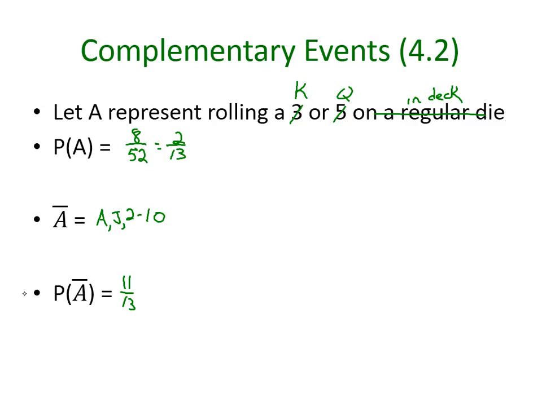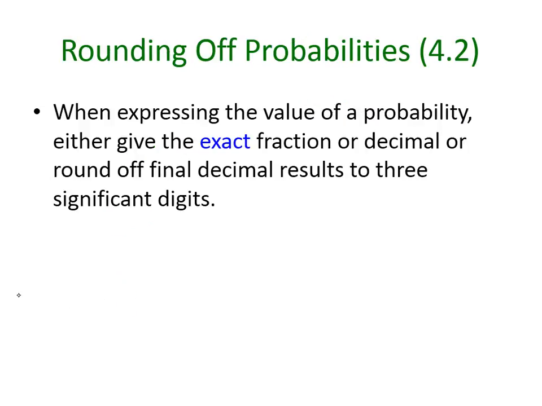All right, when we're rounding these then, when expressing the value of a probability, either give the exact fraction or the decimal, or round off the final decimal results to 3 significant digits. So if it's nice and exact, 2/13, leave it as 2/13. It's kind of easy to recognize. If you felt the need to express it as a decimal, round it to 3 significant digits.